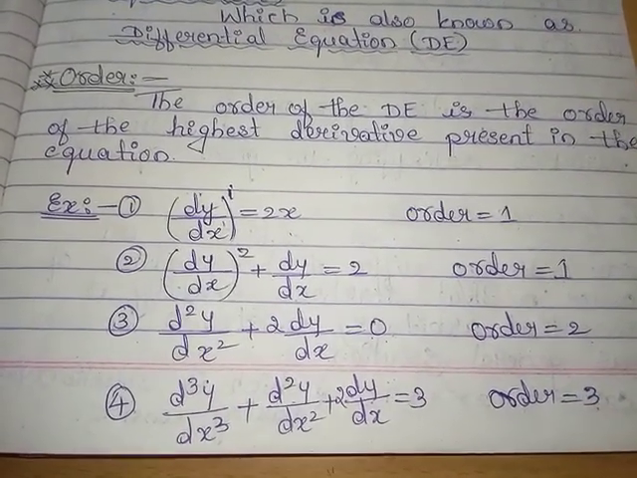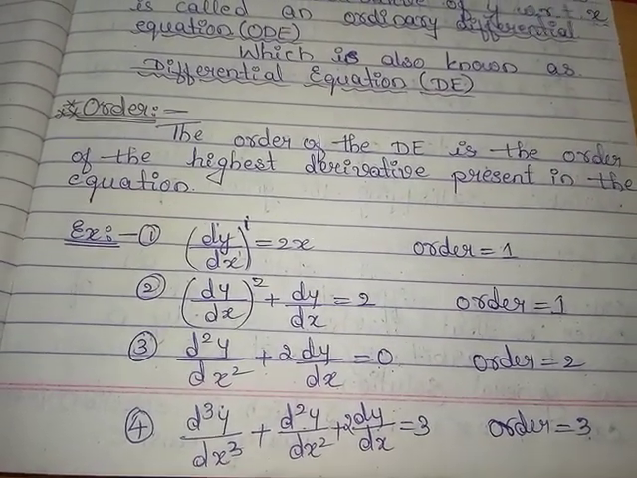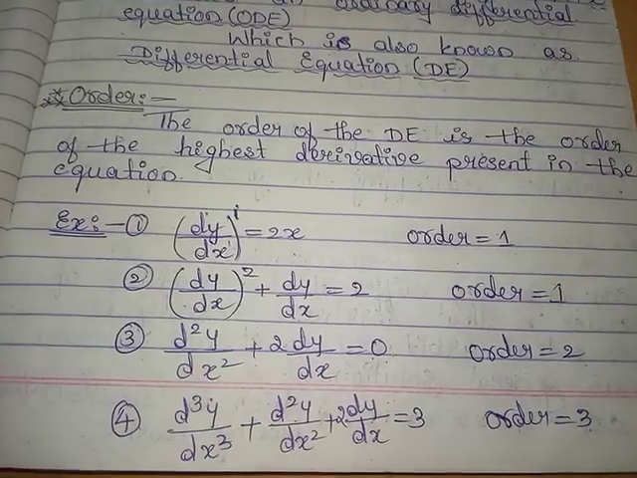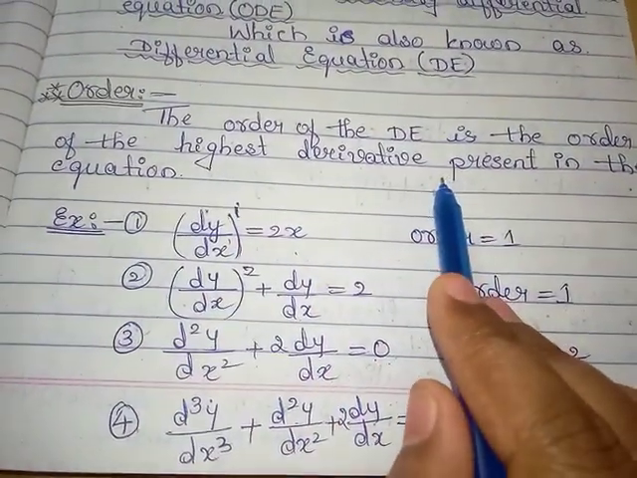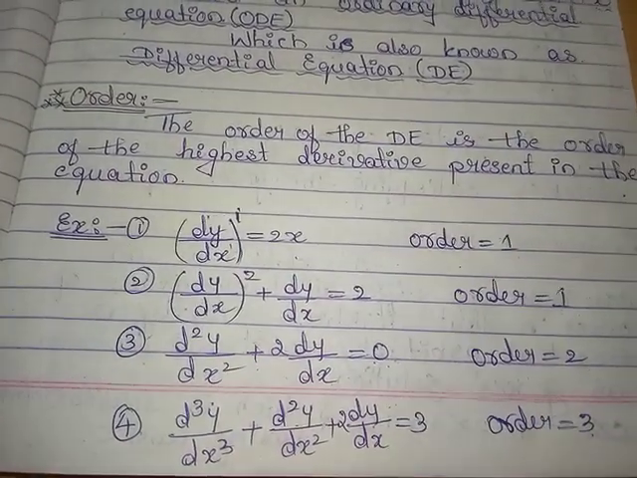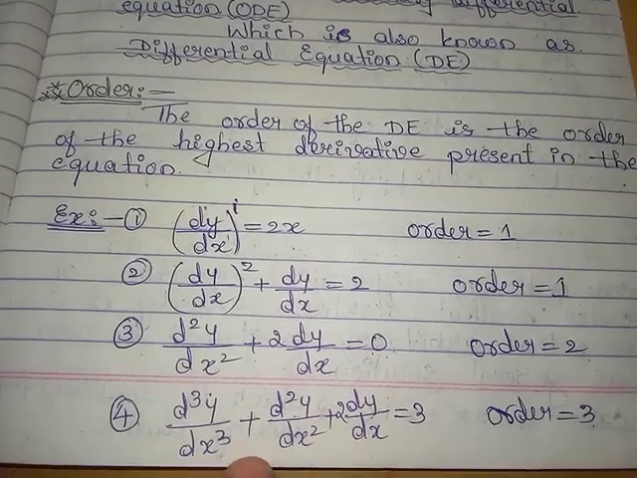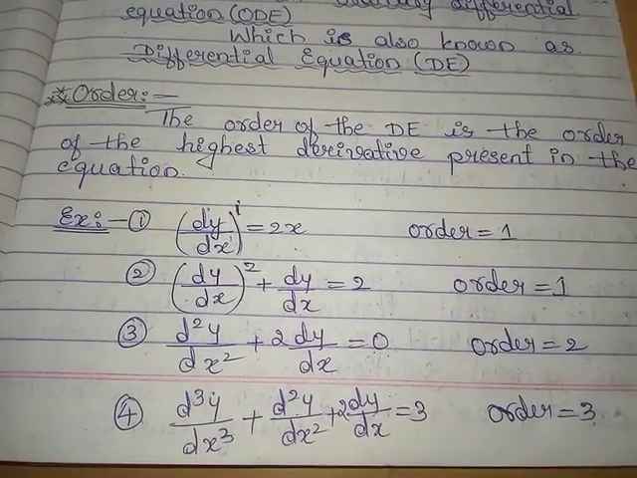This is about order. The order of the differential equation is the order of the highest derivative present in the equation. To write the order, we just have to observe the highest derivative present in the equation. Okay, next let us go to the degree.